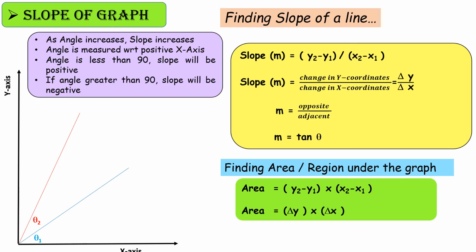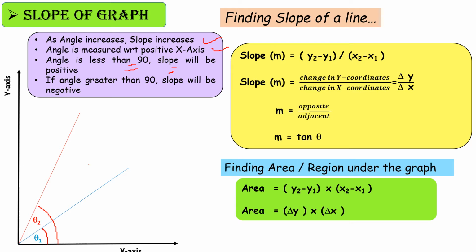So same thing I have briefed on this slide. Slope of a graph here, as the angle increases, slope increases. So theta 1, this angle will have smaller slope compared to this line, right? Angle is measured with respect to positive x-axis. Angle is less than 90, the slope will be positive. Yes, if this angle is less than 90, then whatever slope we get, that will be always positive.